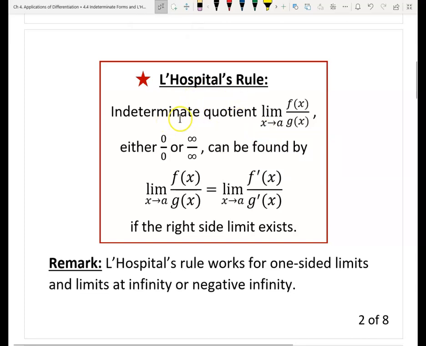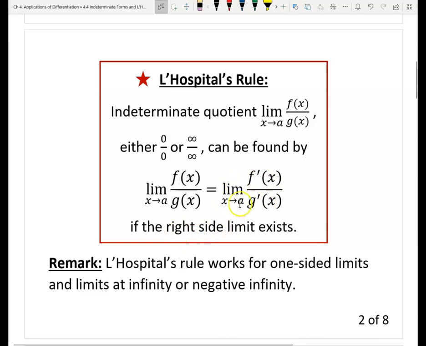Here is L'Hospital's Rule. Suppose we have an indeterminate quotient we just discussed, either of type 0 over 0 or infinity over infinity. It can be found by this operation, which means we take a derivative of the numerator and a derivative of the denominator at the same time. Don't miss this condition. If the right side limit exists, what does it mean? Only when we can evaluate this limit, then the left limit equals the right limit. So both limits are the same.